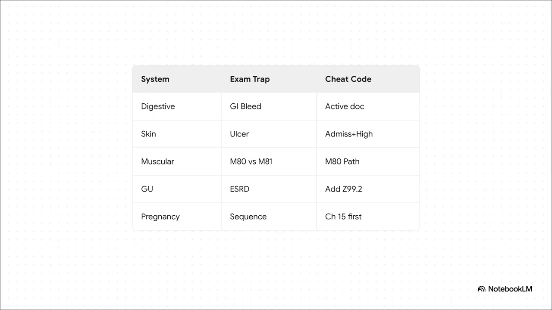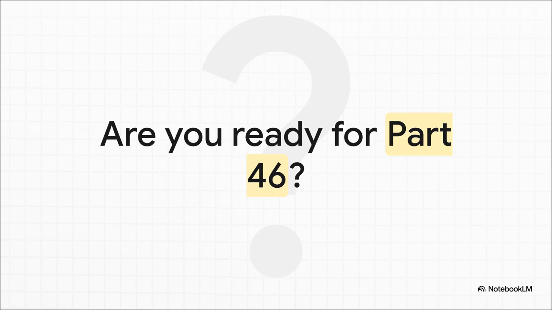Let's lock in everything we just conquered. Remember, digestive bleeds need active documentation. Skin ulcers require staging for both admission and the highest level reached. Minor falls with osteoporosis mean pathologic M80 codes. Dialysis always requires that Z99.2 tag, and pregnancy codes are the ultimate sequencing override. Internalize these and you'll easily bypass the exam's most common pitfalls. You've officially beaten Level 5.